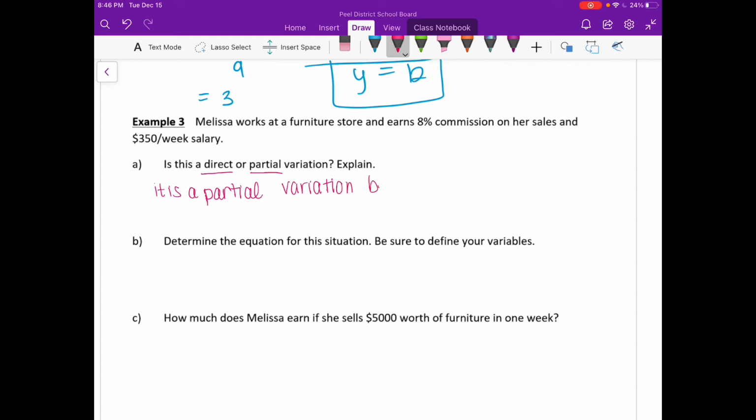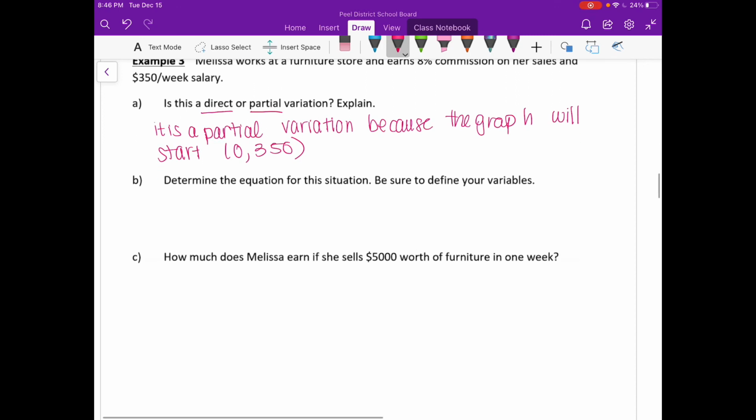because the graph itself, even if she makes no sales, will start at 0 and 350. Because even if she makes no sales, she'll at least make $350 a week. So let's figure out the equation for the situation. So if I know it's 0 and 350, I know it's going to be 350 at the end.